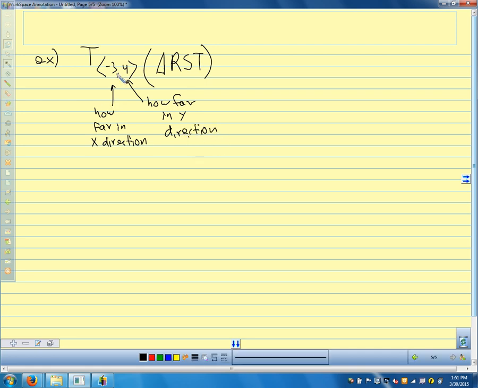So this tells us to move 3 units left, just like when we're graphing coordinates. -3 is 3 units left, and 4 units up. So this would be 3 left, 4 up. So if triangle RST, if R was the point (1, 2), S was the point (4, 1), and T was the point (1, -3).